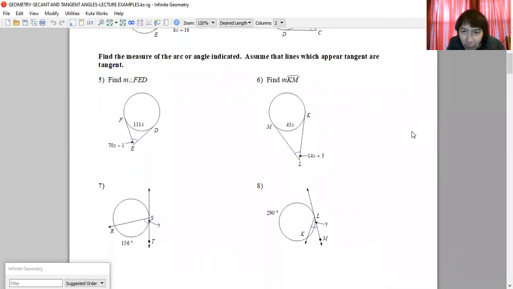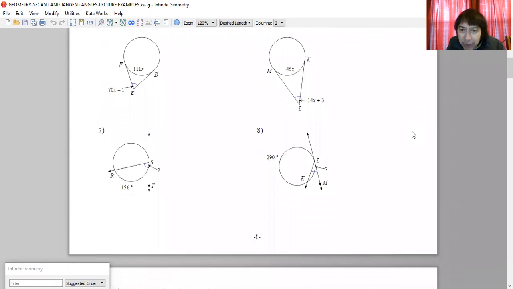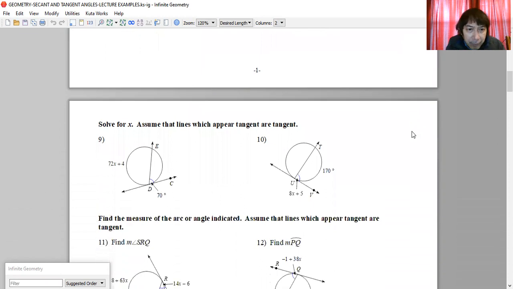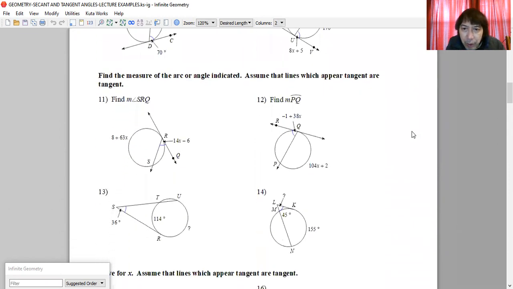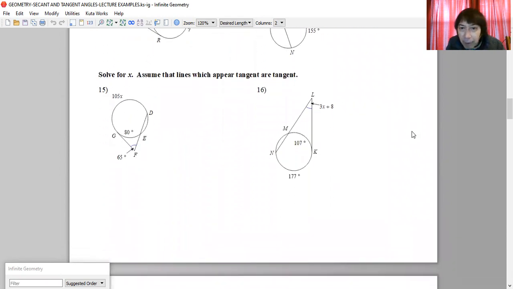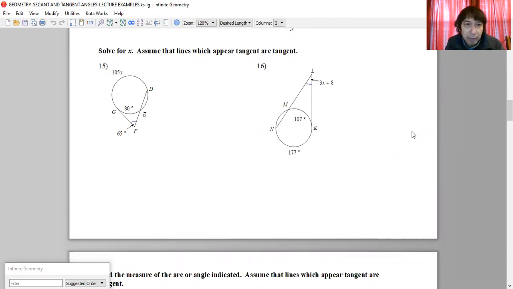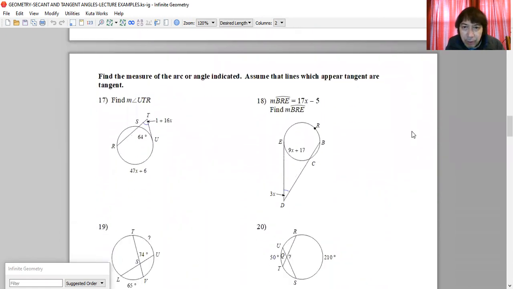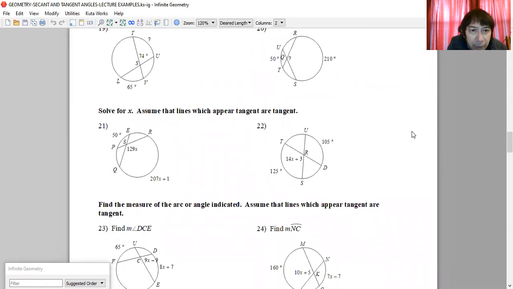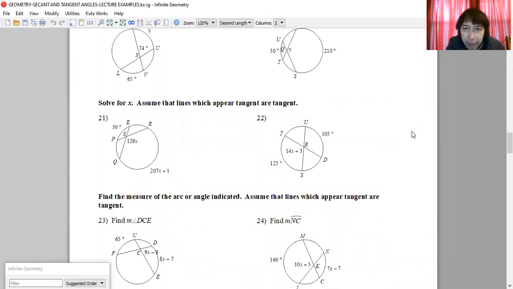We have here a tangent and a tangent, a tangent and a chord that is extended. A chord with an extension is a secant, and we're asked to find x. We're asked to find angles and arcs there. Numbers 15 and 16 involve a tangent and a secant, and we're still after angles or arcs. We shall try to solve each type of combination.